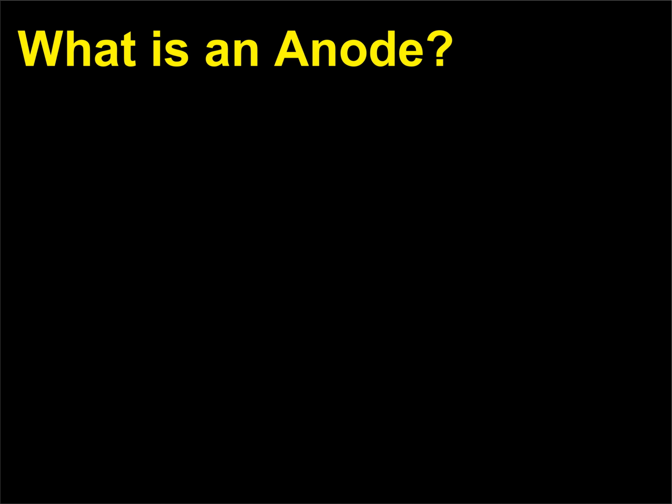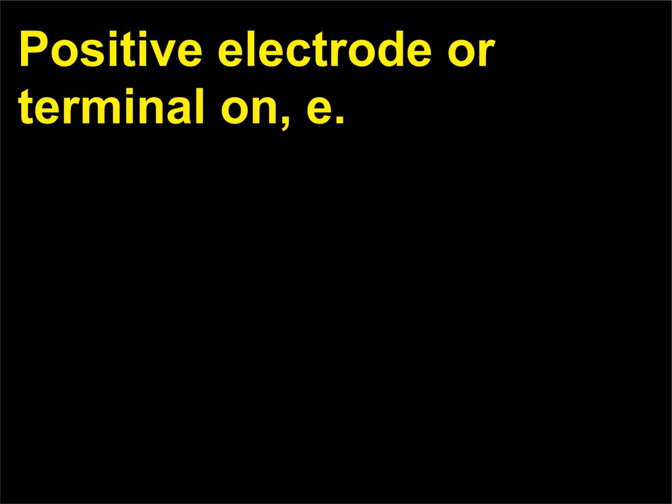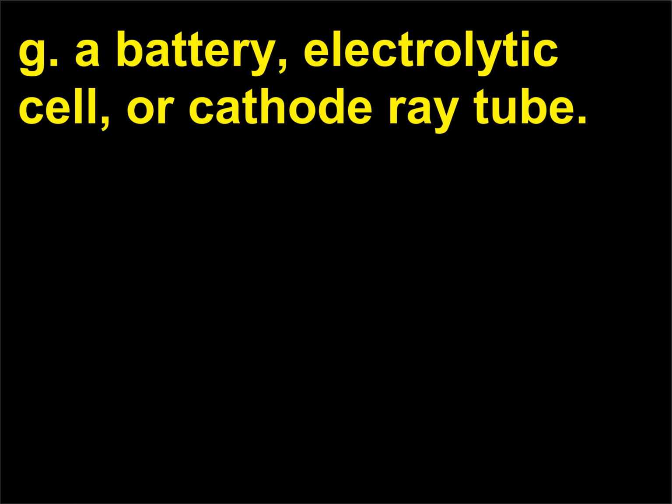What is an anode? Positive electrode or terminal on, e.g. a battery, electrolytic cell, or cathode ray tube.